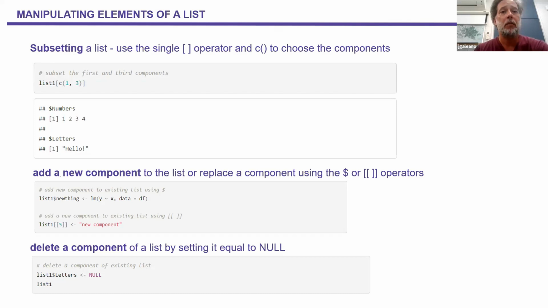Also important when lists become long, let's say with a lot of elements, it's important to be aware that in case you want to delete one of the elements of this list, you can use an expression as simple as the list, dollar symbol, the name of the element that you want to delete, and basically set that equal to NULL. So this will take that element out of your list.